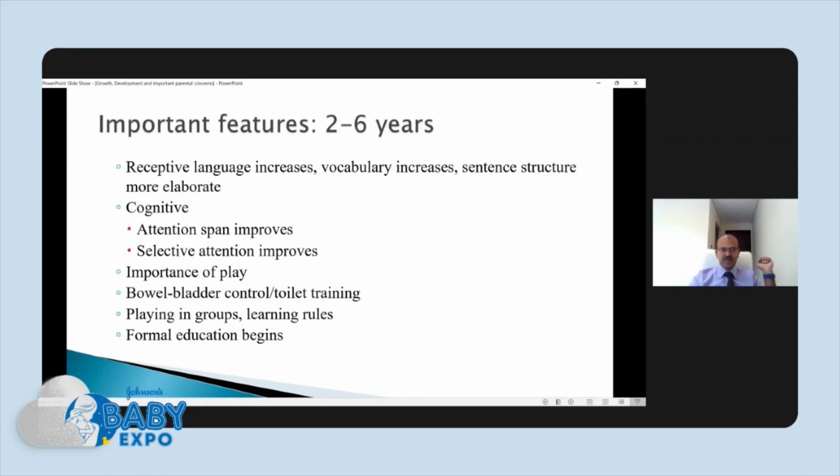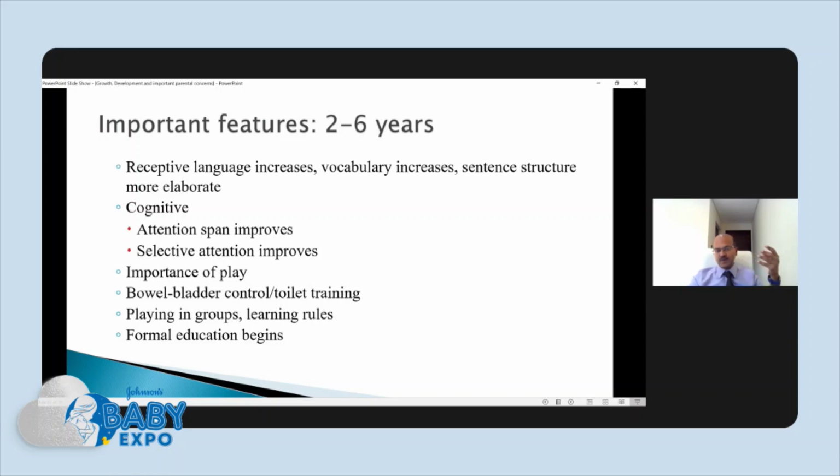Bowel and bladder control and toilet training also happen from 18 months to 2 years onwards. There is a range of progress in this, so discuss with your pediatrician. It depends on your interest when you want to start training. Training too early doesn't really help, but 18 months to 2 years is a time that you need to focus and progress.